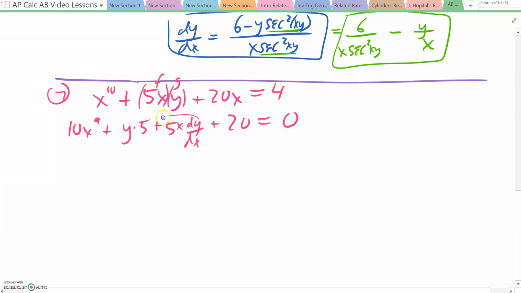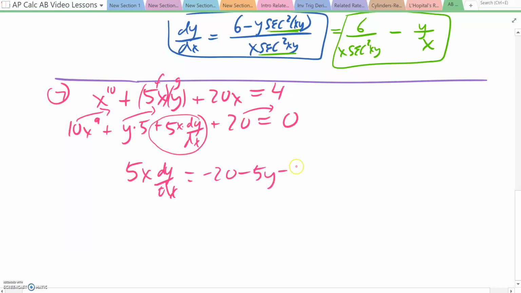We're going to move some stuff over. Leave this guy here. Everything else moves over to the other side. So 5x dy dx. And you're moving these things with subtraction, right? Subtract that over, subtract it over, subtract it over. So we'll have maybe a negative 20 minus 5y minus 10x to the 9th, in whatever order you choose. And then we're going to divide everything by 5x. And that should get us our final answer. We may need to be reducing it at the very end. I'm not sure. Let's see what happens.